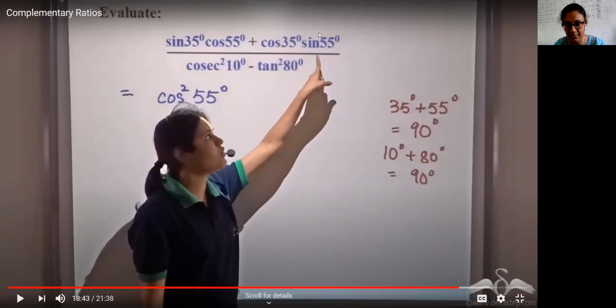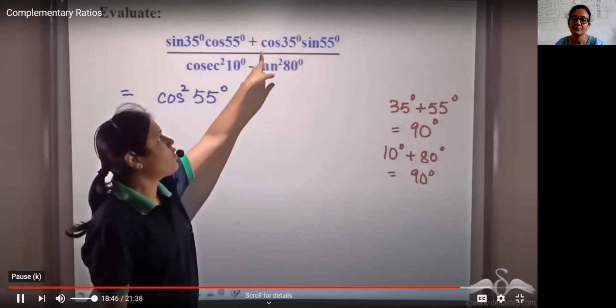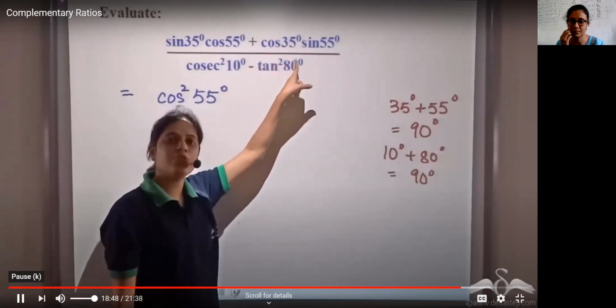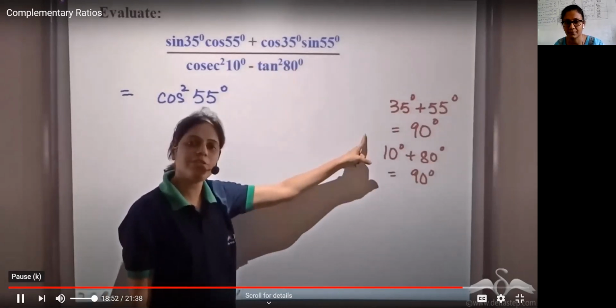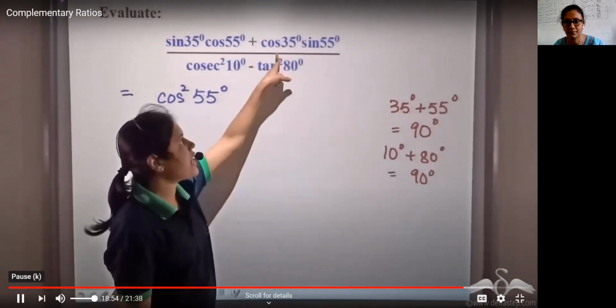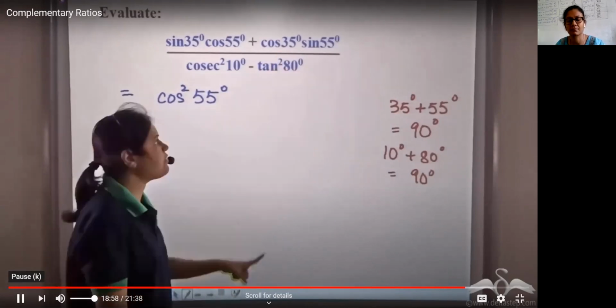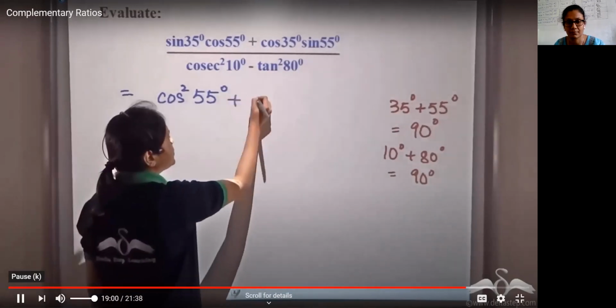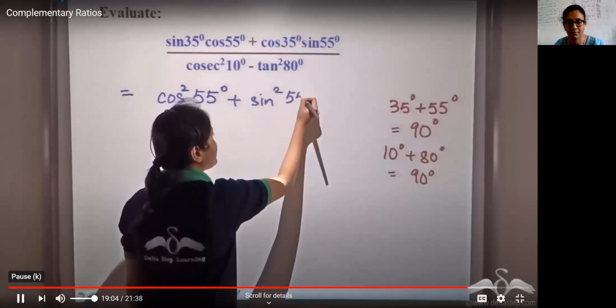Already you have another sine 55 there. So sine 55 and sine 55 will become sine square 55. That's what she is trying to explain. Now cos 35 is equal to sine 55 because 35 and 55 are complementary angles. So sine 55 into sine 55 is sine square 55 degree.